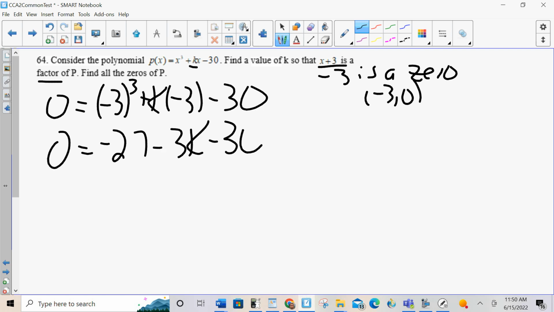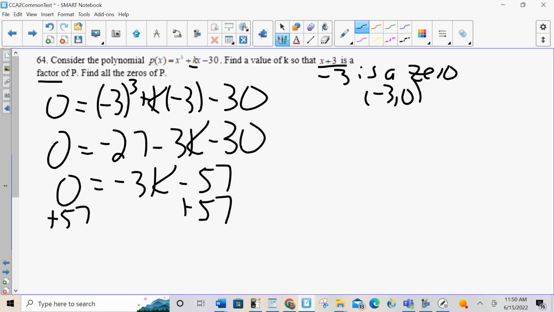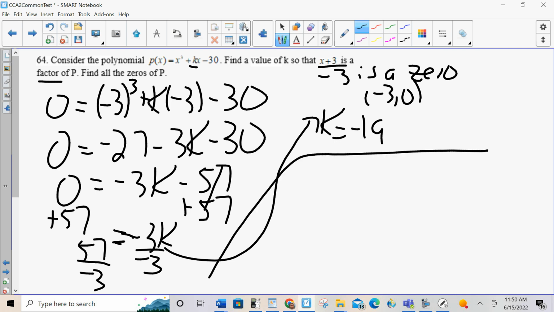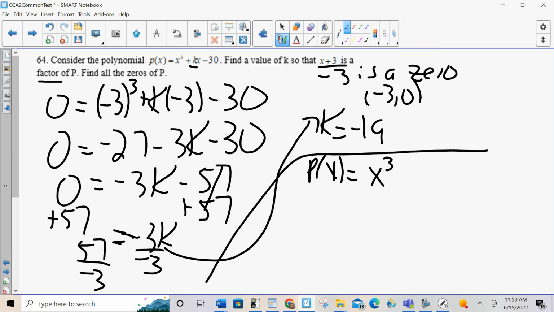Just a linear equation, combine like terms, isolate, add or subtract first, divide last. K equals negative 19. That's the first part of the question. So, p of x equals x cubed minus 19x minus 30.